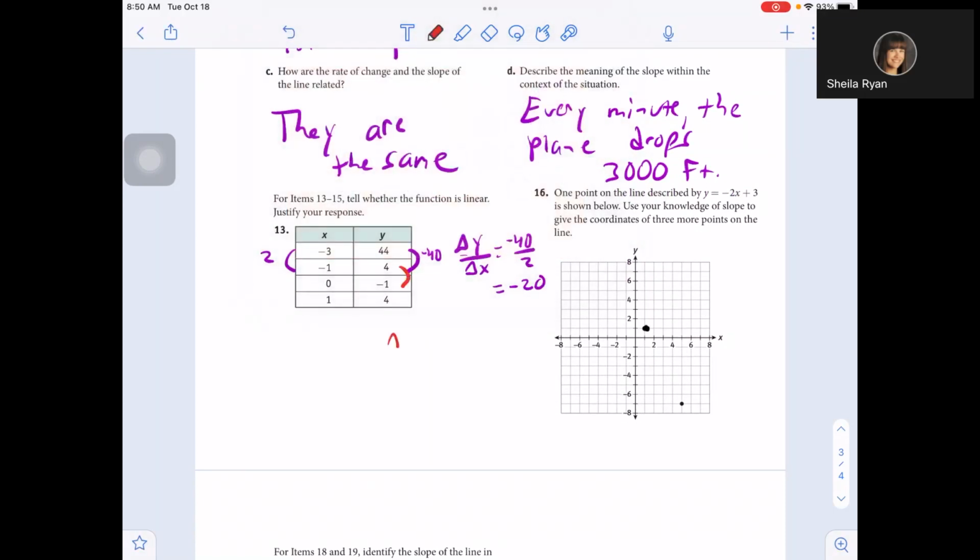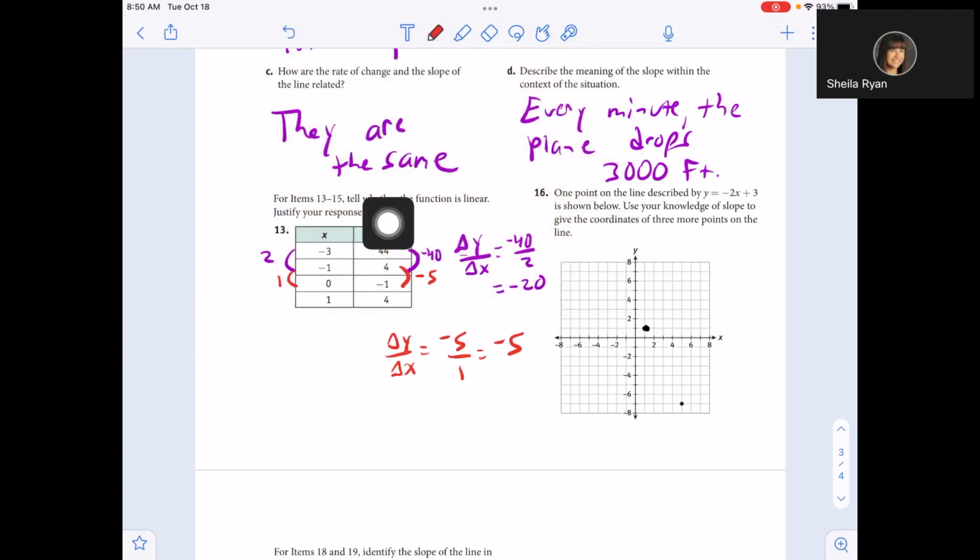The next change in y over change in x, 4 to negative 1 is a drop of 5. Negative 1 to 0 is an increase of 1. The change in y is negative 5. The change in x is 1. Negative 5 divided by 1 is negative 5.